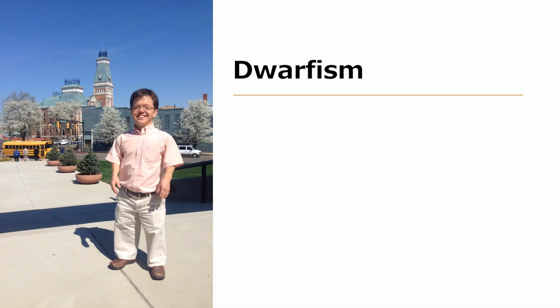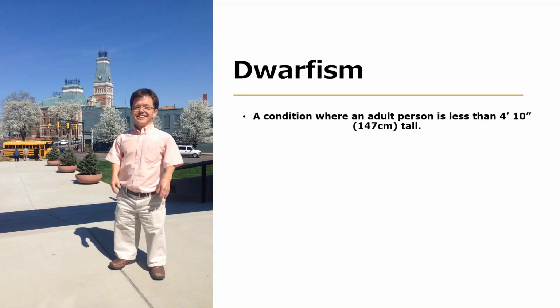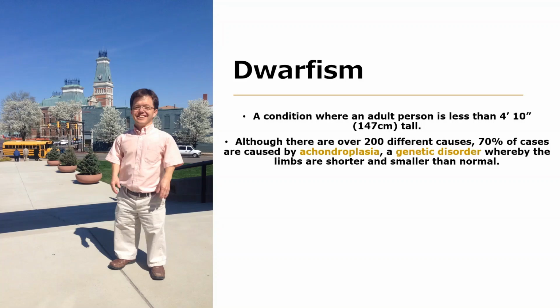Okay, some conditions of the bone, some abnormalities. Dwarfism being one that almost everyone has seen or heard about in their life at some point. It's quite common when you talk about bone disorders. So this is a condition where, as an adult, you're less than 4 feet 10 inches tall, or 147 centimeters. There are many causes for dwarfism.